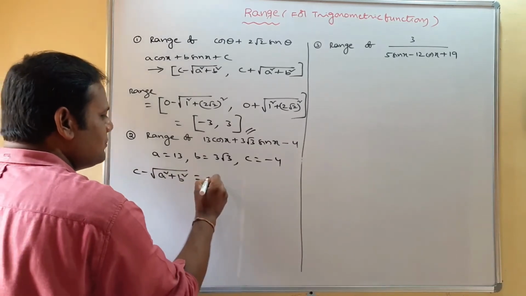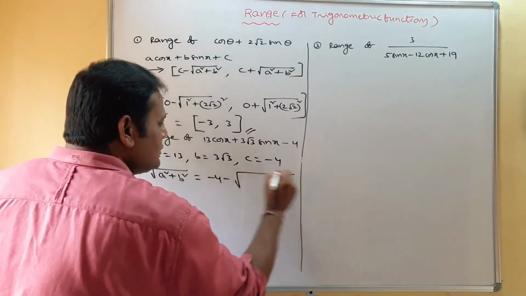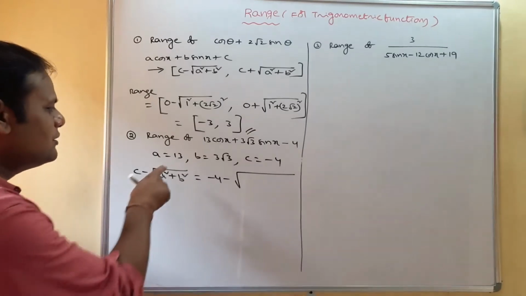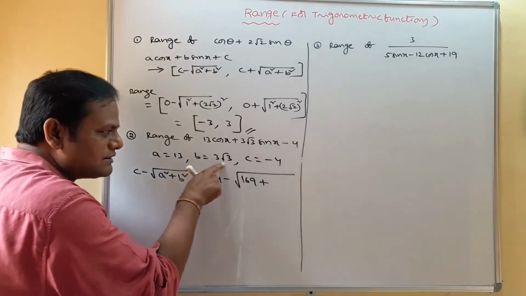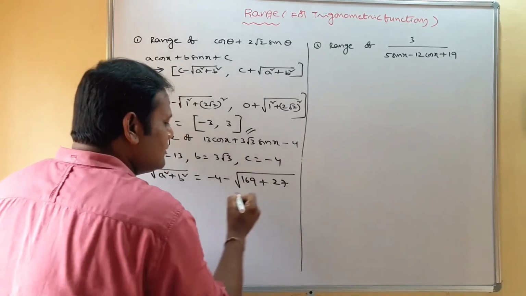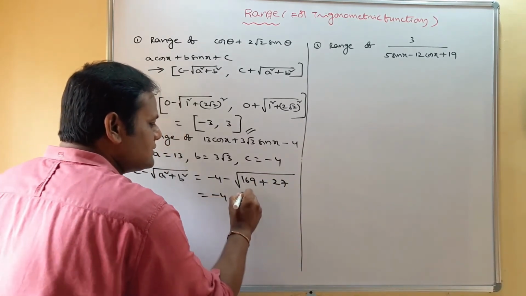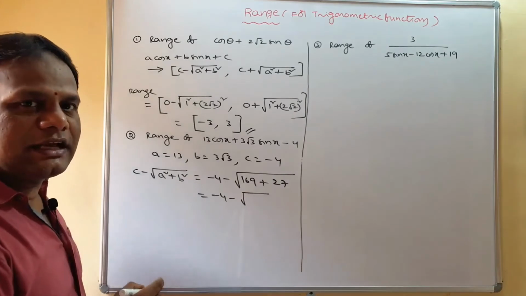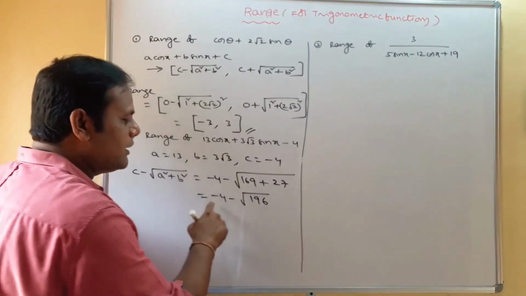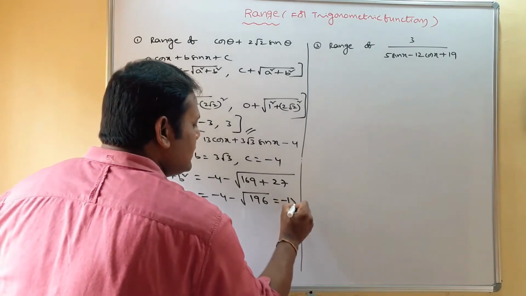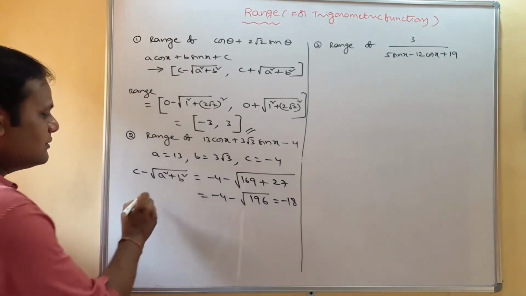What is c minus root a square plus b square? Okay. What is a square? 169 plus, what is b square? It is 27. So minus 4 minus root, what is 169 plus 27? 196. Root of it is 14. So minus 4 minus 14, it is minus 18. Is it?